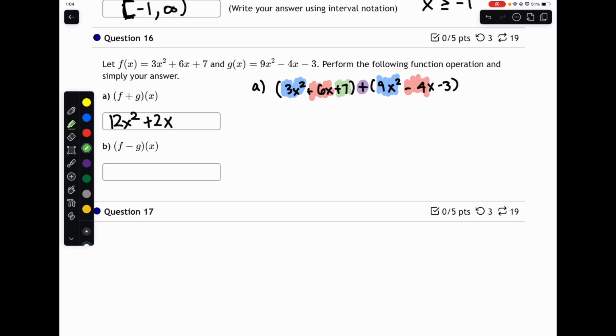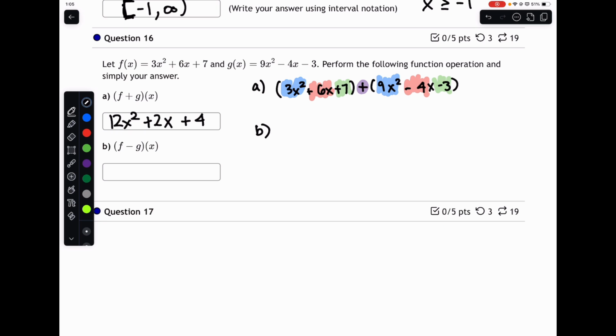And then the last set of like terms becomes the same as before, because one's positive, one's negative, we actually subtract them. And that is plus 4. Okay. Now for the second one, for part B, we want to now subtract them.